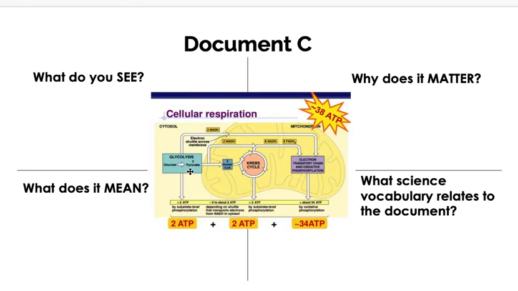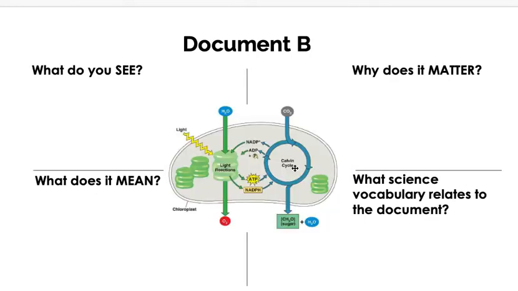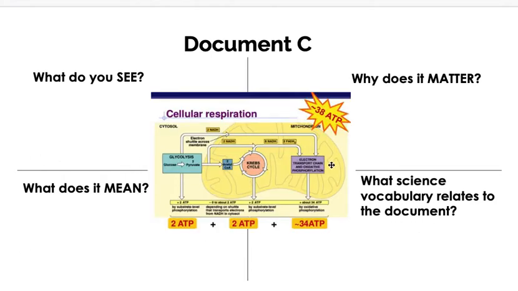Anaerobic respiration produces far less ATP than the use of oxygen. The use of oxygen happens in the electron transport chain. That is aerobic respiration. And aerobic respiration is going to produce exponentially more ATP.